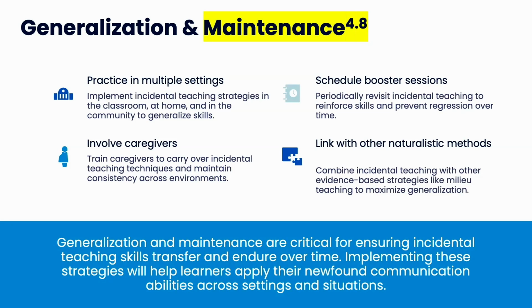So you want to move the settings eventually. So yeah, they request ball great in the living room with you and maybe the other behavior, but now we want them to request ball at school. Involve the caregivers. Train your caregivers to carry this over throughout the whole environment. Make sure you revisit incidental teaching to reinforce the skills, like we go back into an incidental play therapy phase. And then you want to link with other naturalistic methods to maximize that generalization.